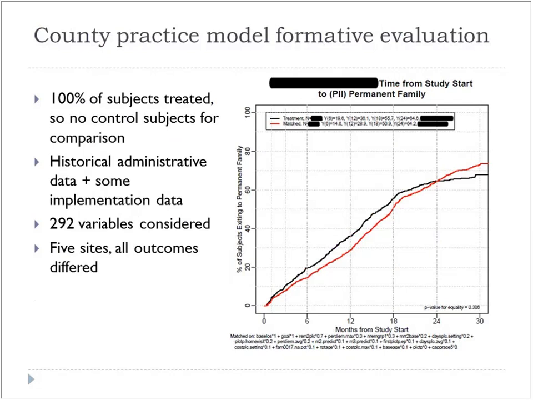Next is the evaluation that we did for PI, where we did not have a randomized trial, and so we did not have a control group. 100% of the subjects were treated, so we couldn't have a control group. We used historical data and some implementation data as well. And we had, like I said, about 300 variables considered, 5 sites, which was another problem.